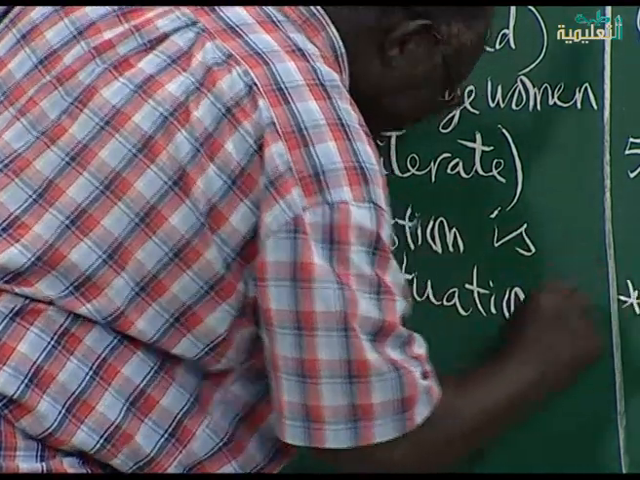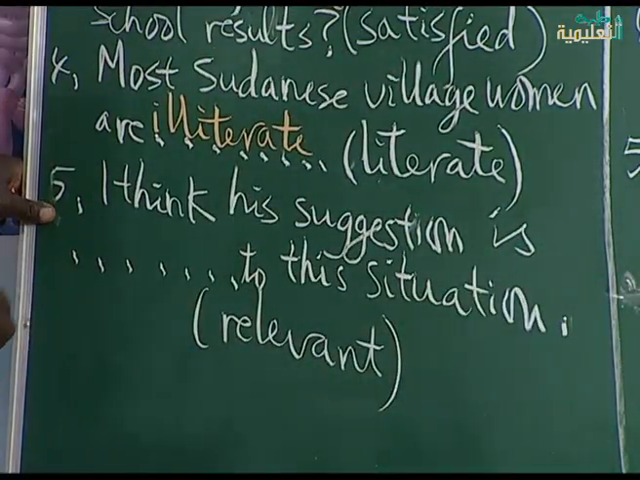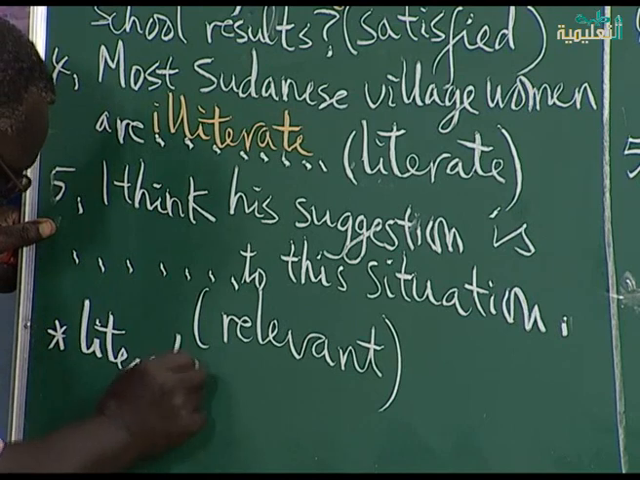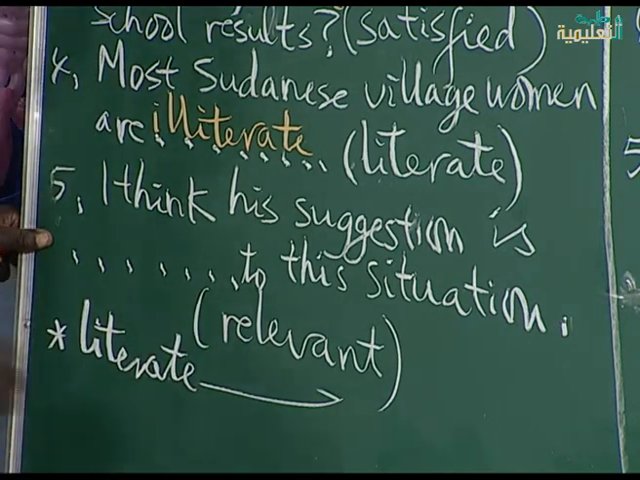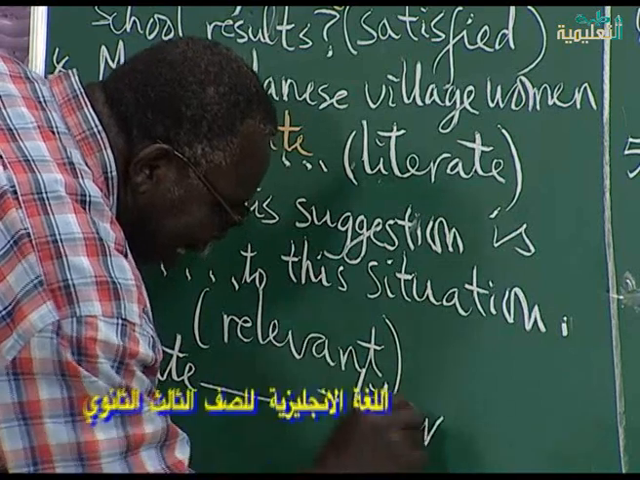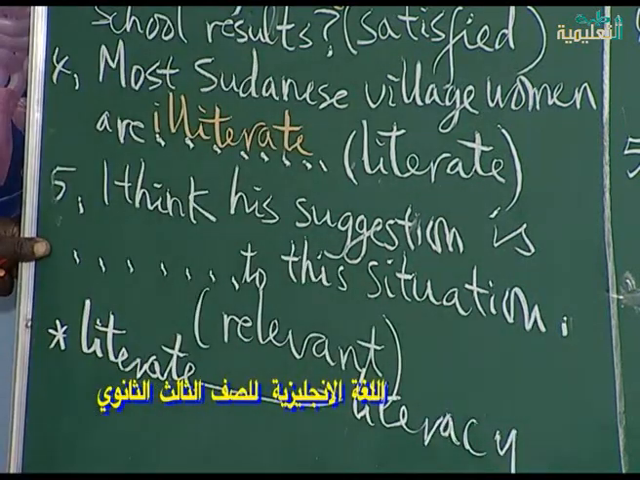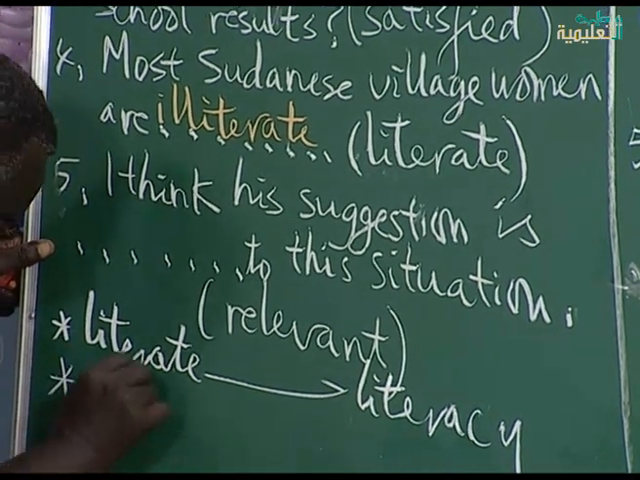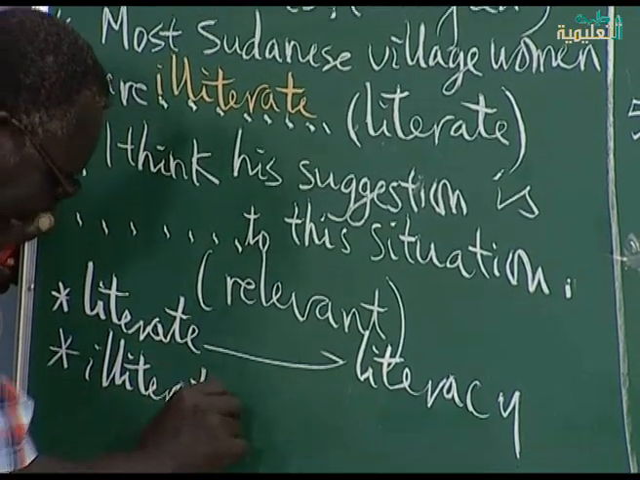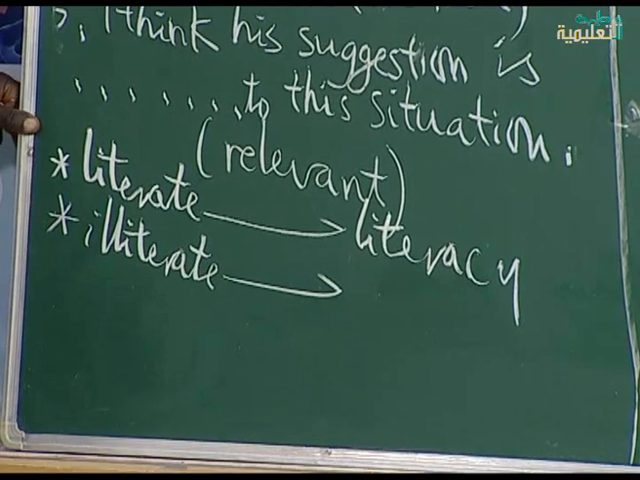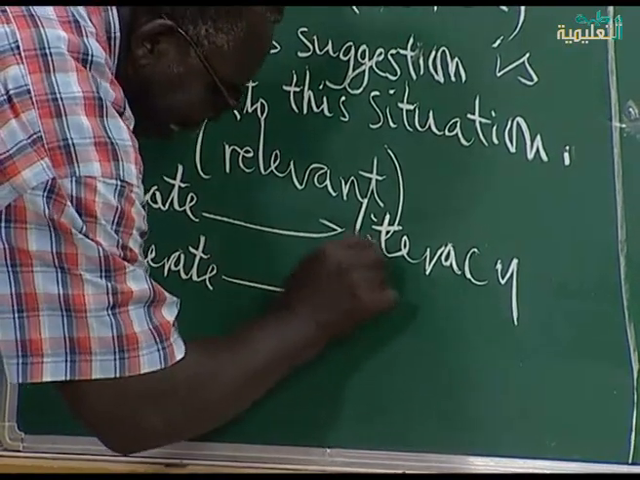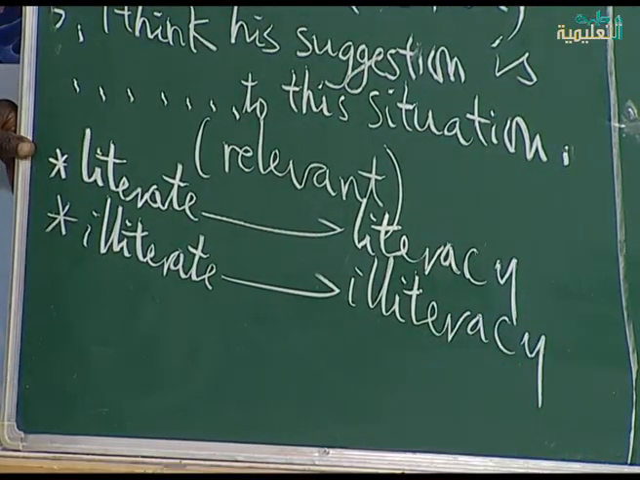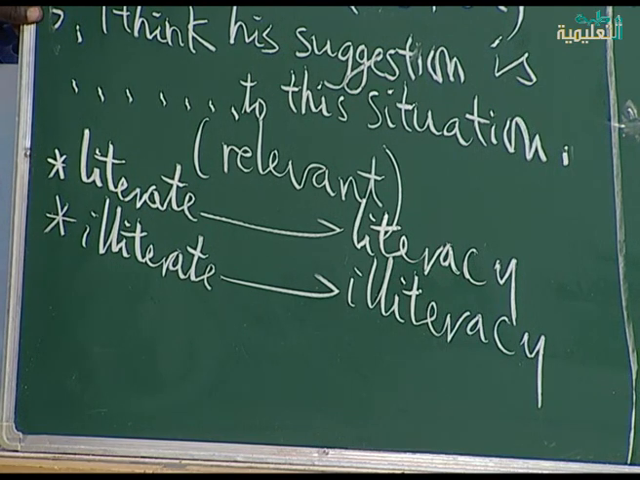Let me write it here. Literate, L-I-T-E-R-A-T-E. This is the adjective, ummi. The noun, literacy, L-I-T-E-R-A-C-Y. Illiterate is a person who is unable to read and write. If it is ummiya in Arabic, we say illiteracy, I-L-L-I-T-E-R-A-C-Y. So it is going to be the same prefix.